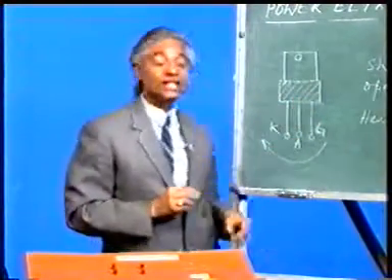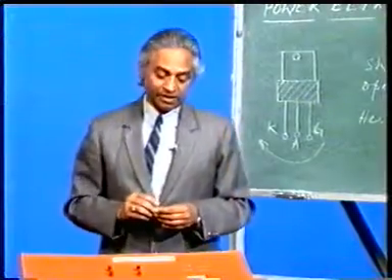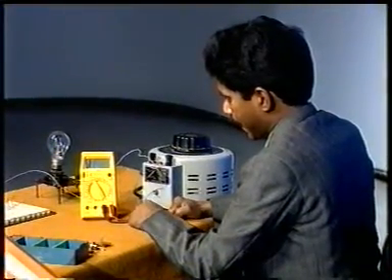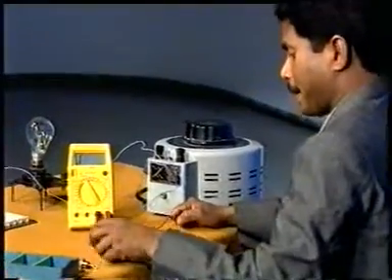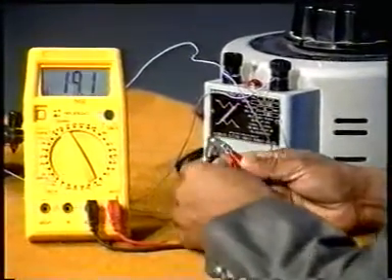So we can perform these tests with the help of a multimeter, and find out whether the device is healthy or not. Now I will request my colleague Mr. Singh to perform all these tests on a multimeter. This is a metal pack SCR. He is going to test between gate and cathode.